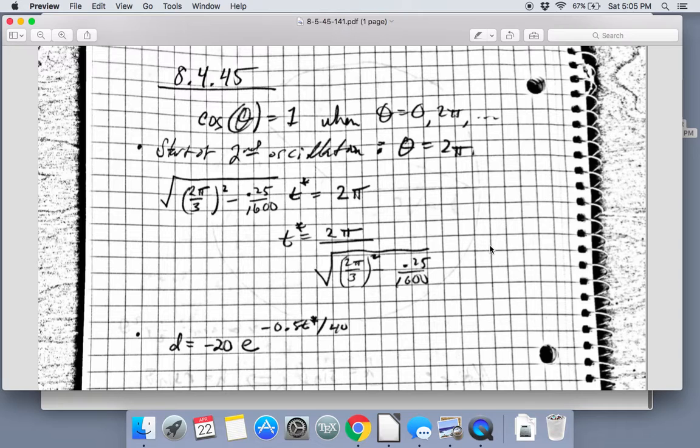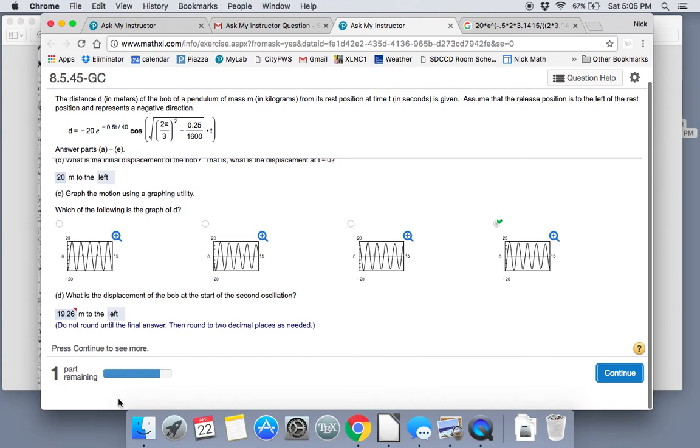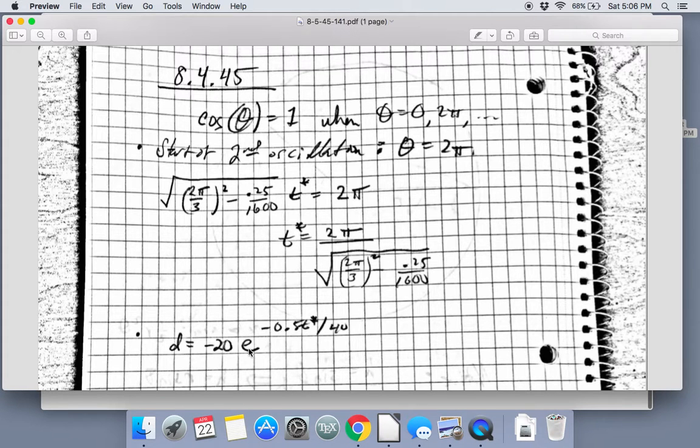Now the displacement of the bob is based on this: when t equals this t star, the cosine part of the model is easy. It just becomes 1, and the displacement just becomes the rest of this here. So what I really have to compute to figure out the displacement is negative 20 times e to the minus 0.05 t star divided by 40. That's what my displacement is going to be.